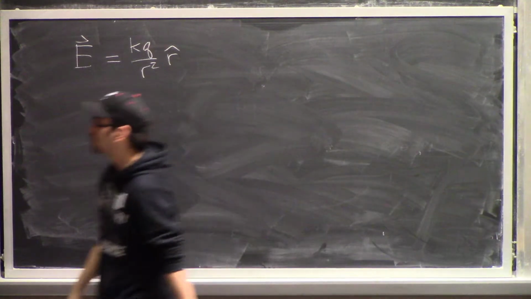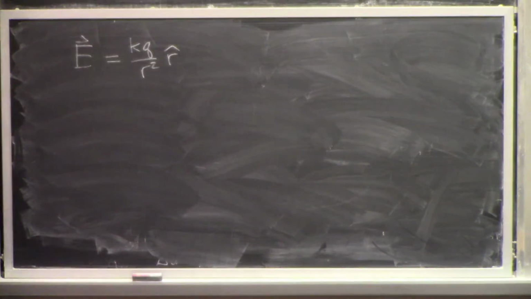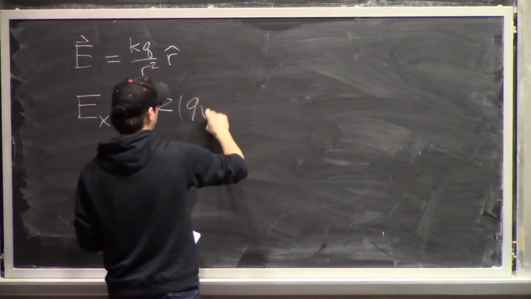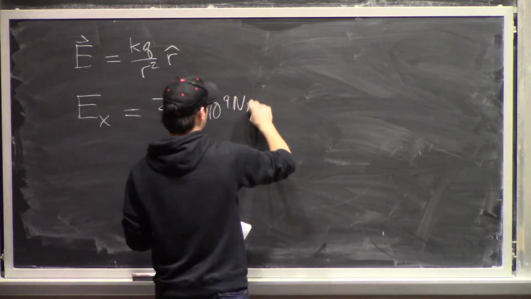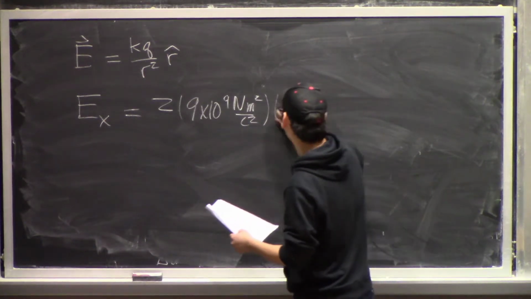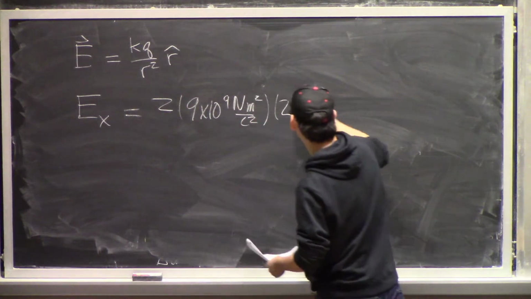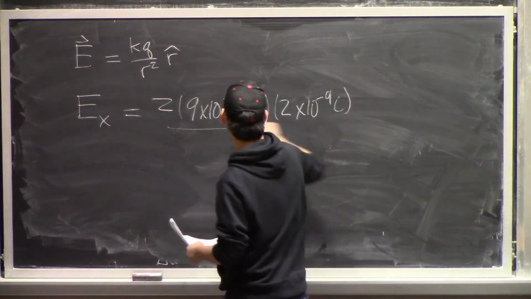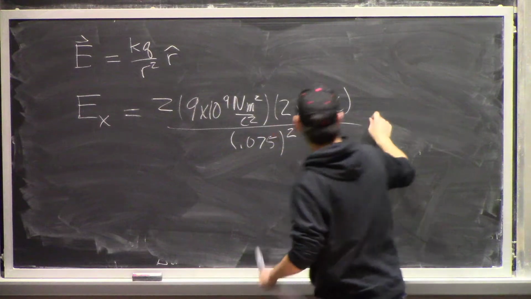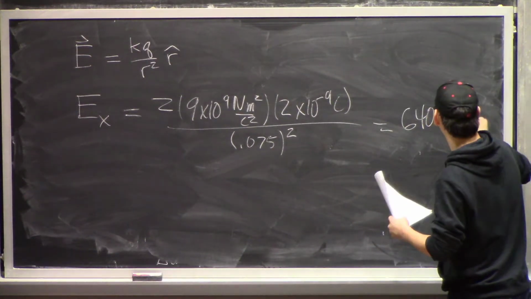So to find what the electric field is, I know that the positive charge points this way, the negative charge points the same way. And so I can say that the electric field E in X is going to be 2 times 9 times 10 to the 9 newton meters squared per coulomb squared times the charge, which was 2 nanocoulombs, so 2 times 10 to the minus 9 coulombs, divided by the distance to that point, which is going to be 0.075 squared, and this is going to be equal to 6,400 newtons per coulomb.